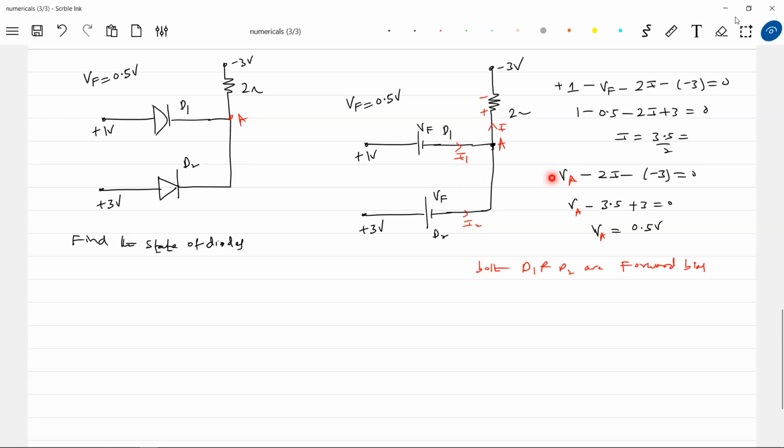So there's one way of testing your answers here. You just calculate the potential difference across the diode and check it. If P is more positive than N, then it should be forward bias. How much more? It should be more by 0.5, because for forward bias the cut-in voltage is given as 0.5. If the potential difference is 0.4, it will be unbiased. If it is greater than or equal to 0.5, then it is said to be forward bias.